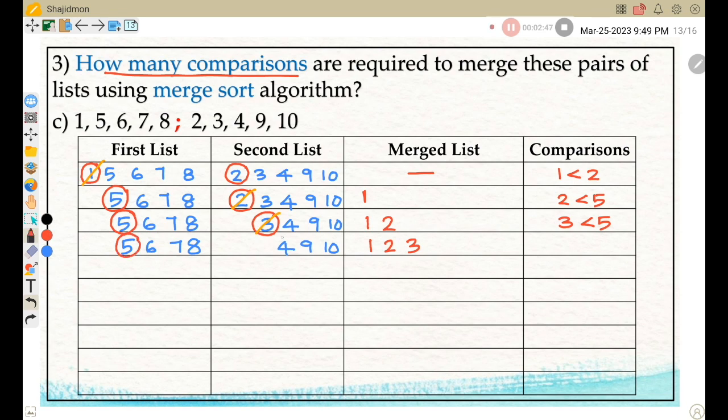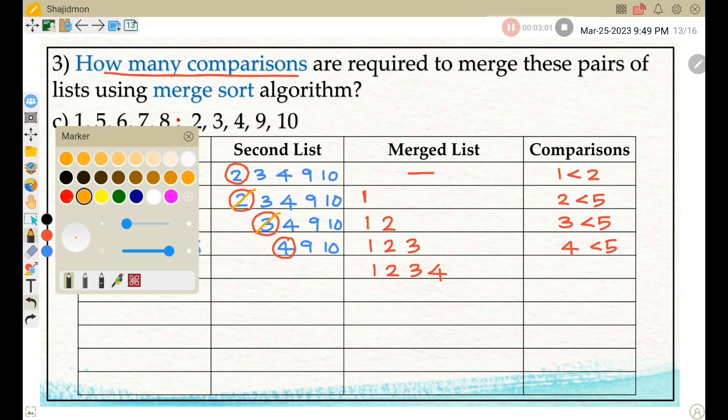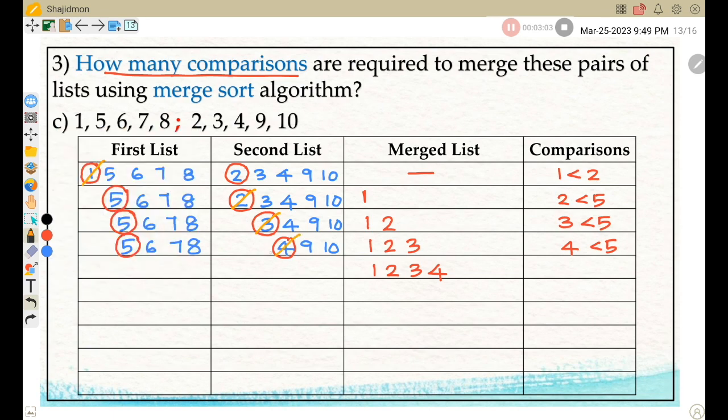Here 5 and here 4. 4 less than 5 is the comparison. So in the merged list, 4 will also come: 1, 2, 3, 4. Now you can write the remaining. What are the remaining? Which number is gone? 4 is gone now. So the remaining numbers here are 5, 6, 7 and 8. Here 9 and 10 will be there.